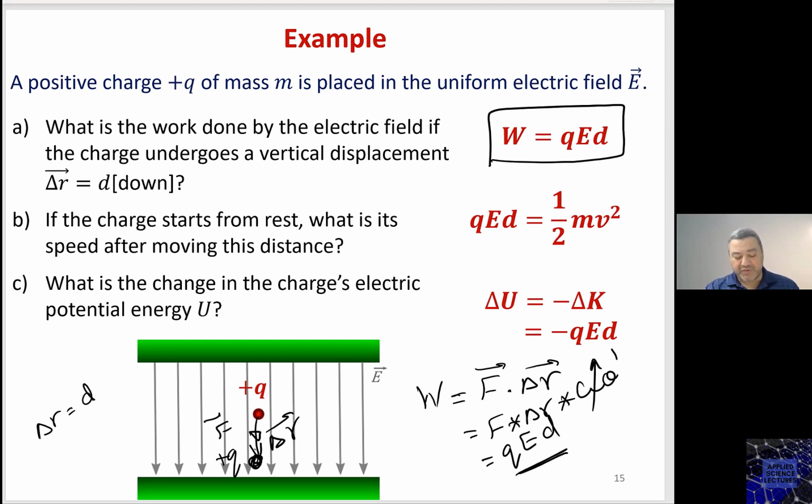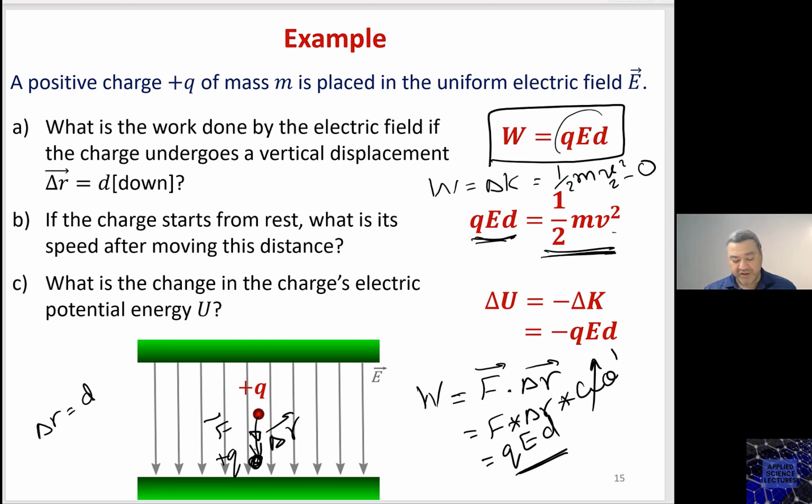If the charge starts from rest, what is its speed after moving this distance? Now remember, what did we say about the work? The work equals delta K, which is the final kinetic energy minus the initial one, which is zero, starting from rest. Then if the work is qEd, then qEd equals half m v squared, where v is the final velocity or final speed.